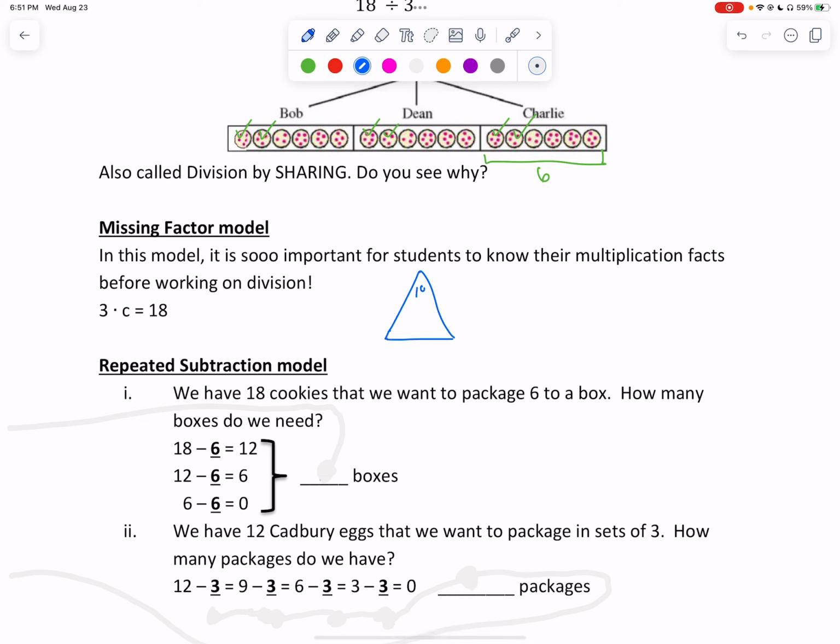So if they remembered that 18 is 3 times 6, then they can quickly find out the answer to this one, because 3 times what is going to give me 18, and that's going to give me my 6 right there. If they know their fact families or number bonds, the missing factor model will be really easy for them. If they don't have their multiplication facts memorized, then the missing factor is pretty hard, okay?